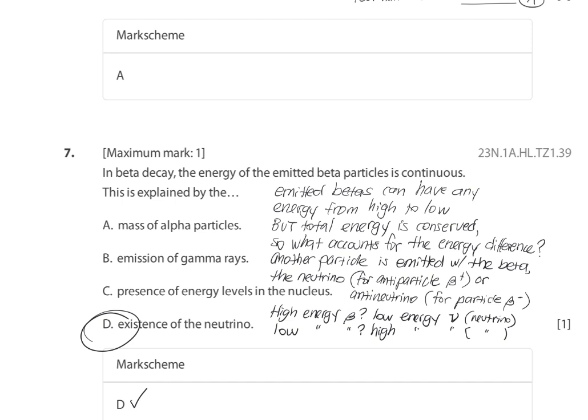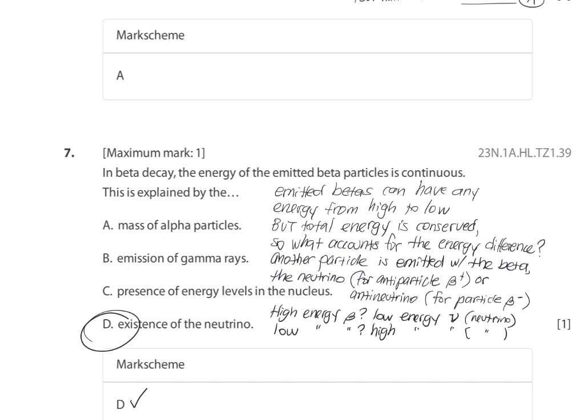So another particle is emitted with the beta particle, being the neutrino. The neutrino accounts for that extra energy. If I have a high energy beta, that would be a low energy neutrino. If I have a low energy beta, it would be a high energy neutrino. The neutrino is very small. It has no charge, so that the charge balance, the conservation of charge, is maintained.